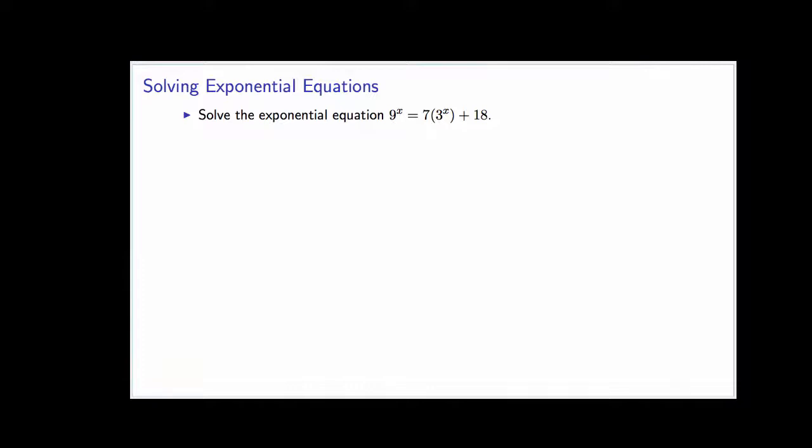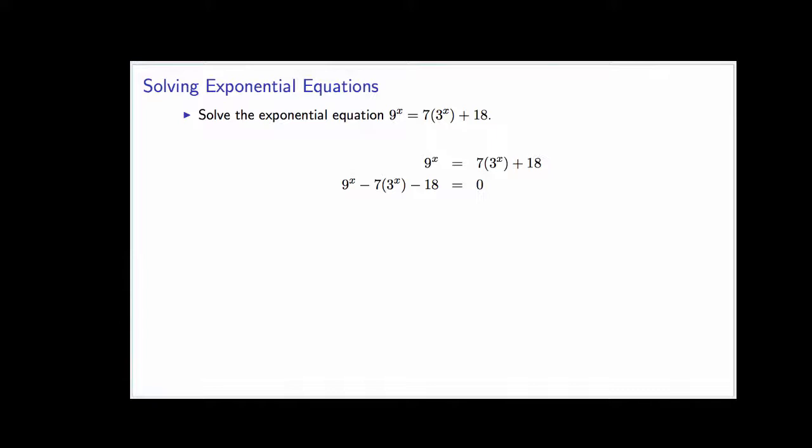Here we have several different terms, some of which have a variable in the exponent and some of which do not. So we're not going to be able to apply exactly the same techniques, but we'll keep in mind that previously we've been able to solve exponential equations by expressing all of our terms using a common base. So the first thing that we'll do in this exponential equation, let's move all of our terms to the left-hand side. So this gives us 9 to the x minus 7 times 3 to the x minus 18 is equal to 0.